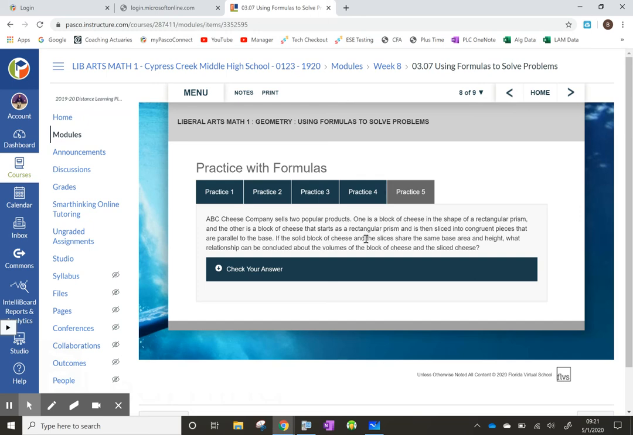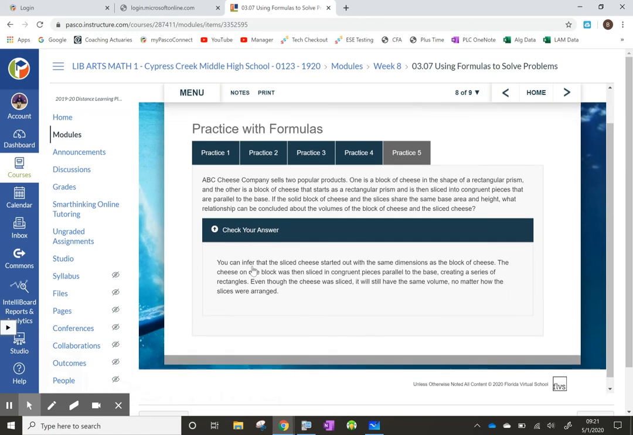If the solid block of cheese and the slices share the same base area and height, what relationship can be concluded about the volumes of the block of cheese? I'm just going to read this, see if I can make sense of it. You can infer that the sliced cheese started out with the same dimensions as the block of cheese. The cheese on one block was then sliced into congruent pieces parallel to the base, creating a series of rectangles. Even though the cheese was sliced, it will still have the same volume no matter how the slices were arranged.